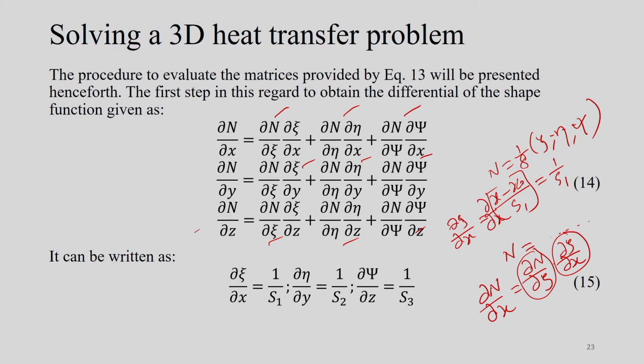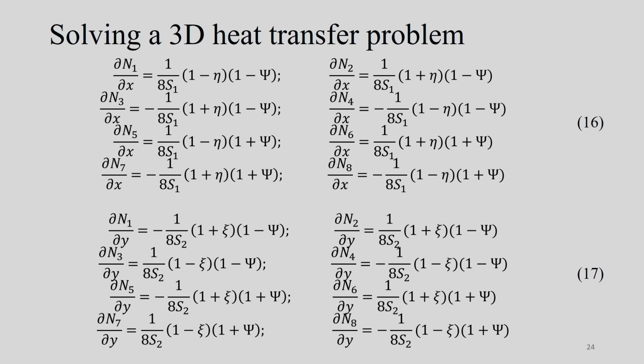Similarly, del eta by del y is also 1 by s2, and del psi by del z equals 1 by s3. So, s1, s2 and s3 are half of the edge length of this particular element. If you replace these values, we get the expressions for N equal to 1 to 8, that is N1, 2, 3, 4, 5, 6, 7, 8. The del N by del x, with respect to y, with respect to z, all of these we get in terms of xi, eta, psi, and you can find out all these expressions.